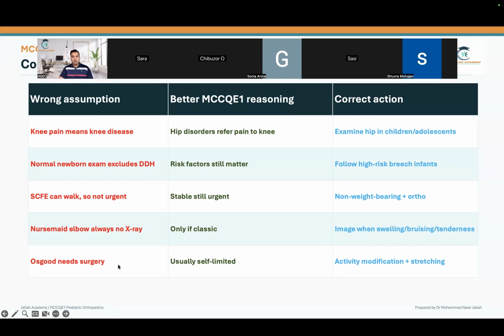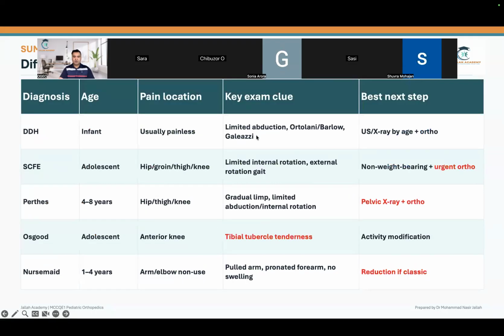Osgood, knee surgery? No. Usually it is self-limited, and activity modification and stretching and strengthening of the thigh and calf will help, and it will disappear.